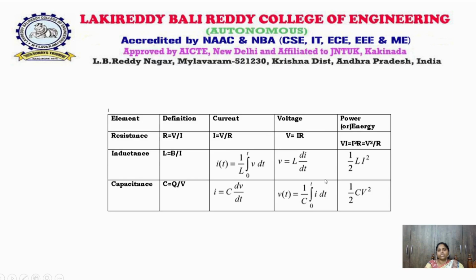Now coming to the voltage, V equal to IR for the resistor, V equal to L into di by dt for the inductor, and V of t equal to 1 by C integral 0 to t I dt for the capacitor. Now coming to the power or energy stored: Vi is the power expression for the resistor, I square R or V square by R, so the resistor power can be represented in terms of either current or voltage. For the inductance, half Li square, and for the capacitance, half Cv square.